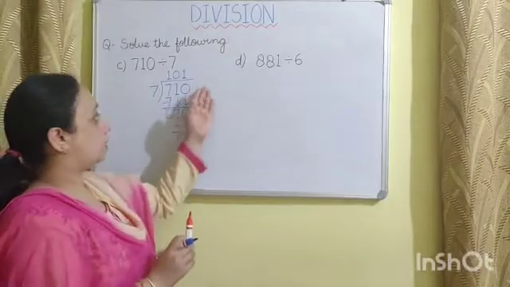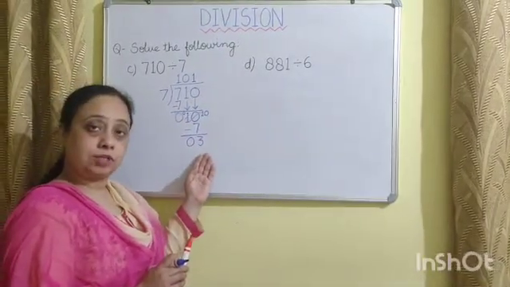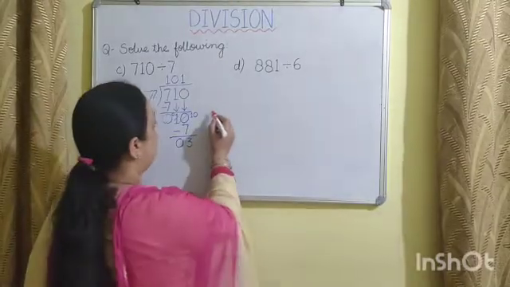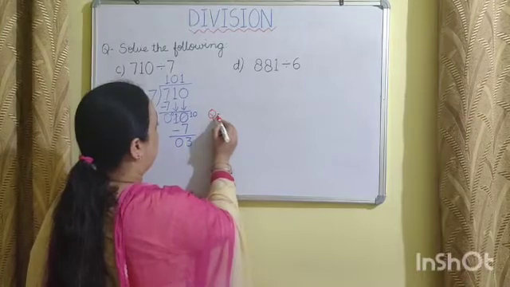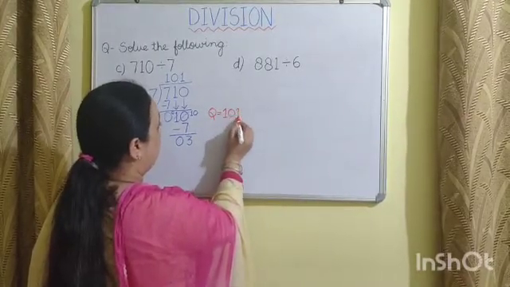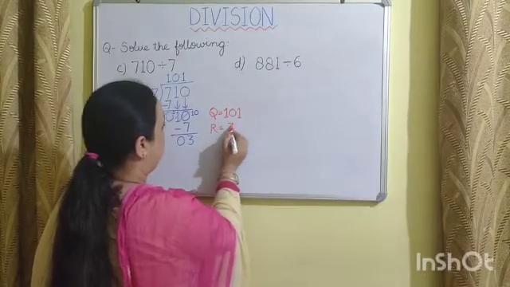Now, we have no number left. So, this is the last step of division here. We'll stop this division here. And so, our quotient here is 101 and the remainder is 3.